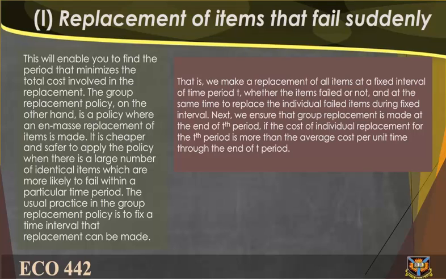Next, we ensure that group replacement is made at the end of T period. If the cost of individual replacement for the T period is more than the average cost per unit time through the end of T period.